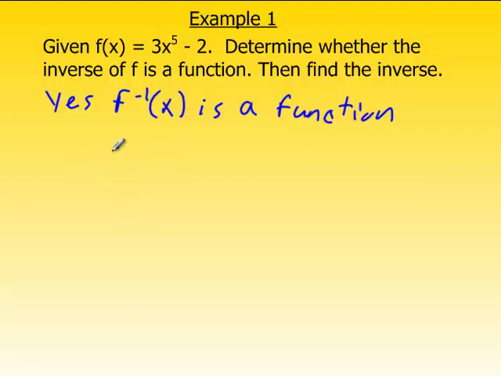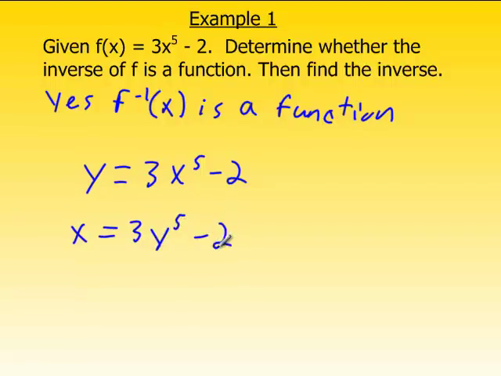Now we actually want to find the function. So I'm going to rewrite this using y instead of f of x: y equals 3x to the 5th minus 2. And the first thing I want to do when finding the inverse, remember in the table we switched the x and the y, and then we plotted those points. Well, here we'll do the same thing. We're going to flip the x and y. So I'm going to have x equals 3y to the 5th minus 2.